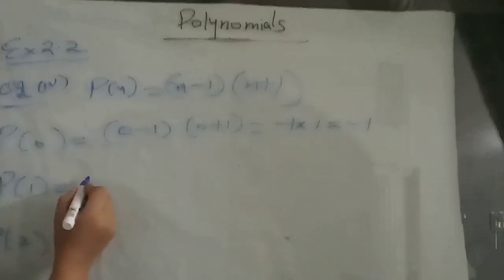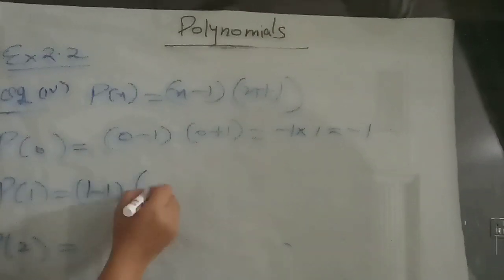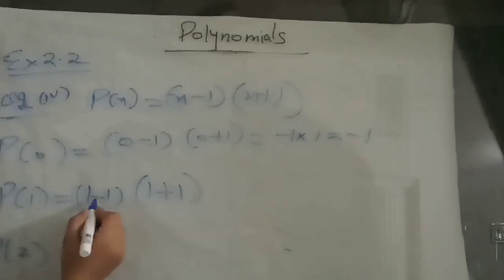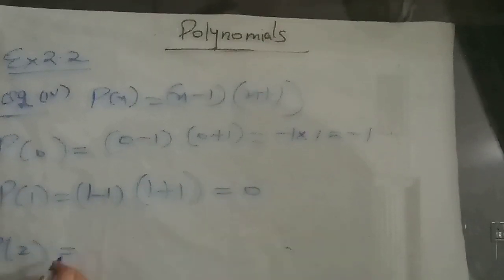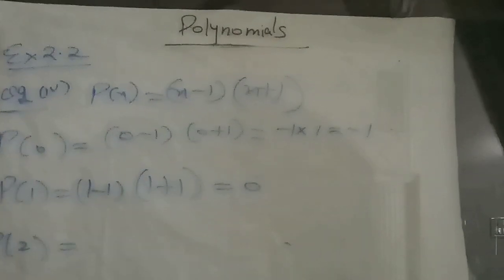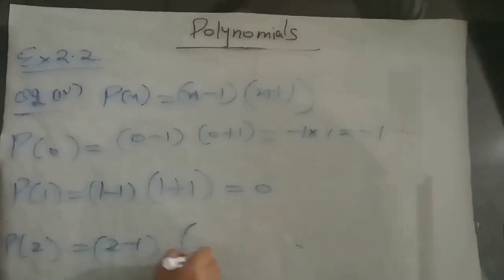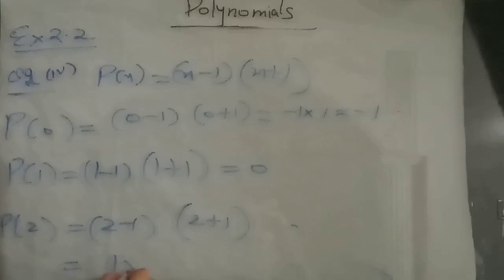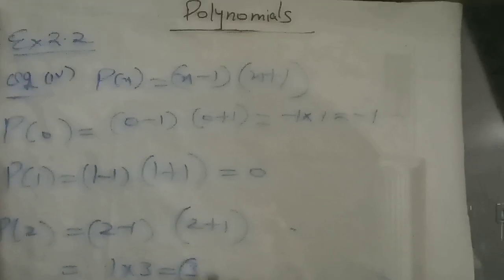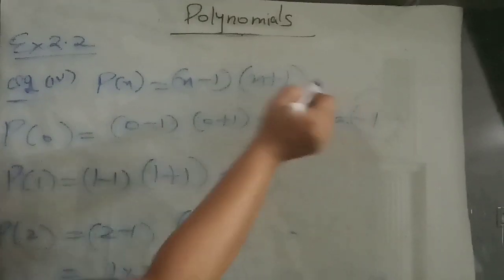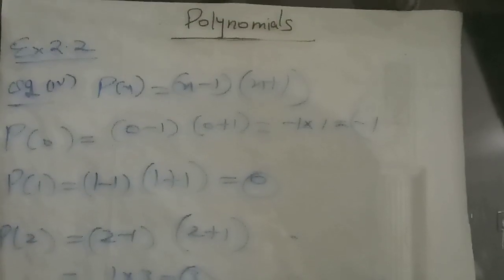Put 1: 1 minus 1 in the given polynomial, 1 plus 1. So it is 0, and 0 into something is 0. Put x equal to 2: 2 minus 1, 2 plus 1, 1 into 3. So your answer is 3. So these are the values you are getting. Come to question number 3 now.